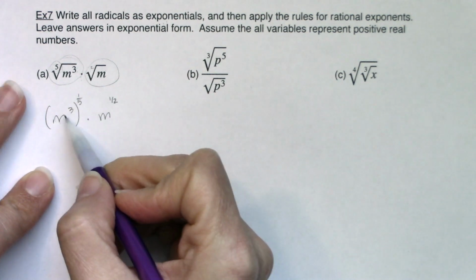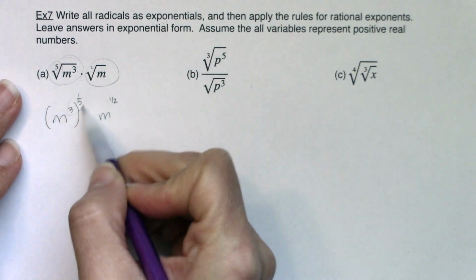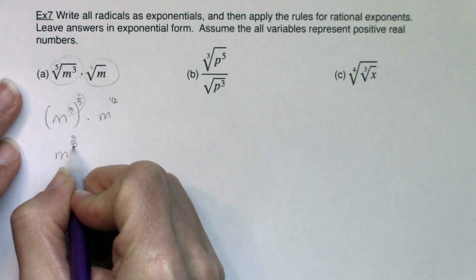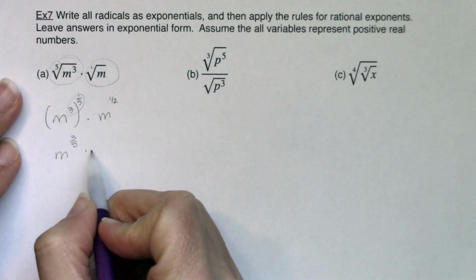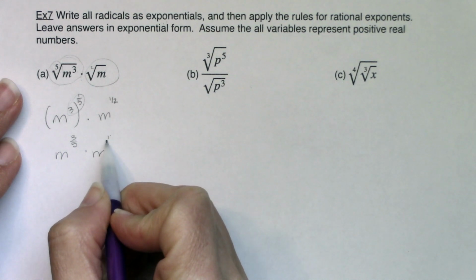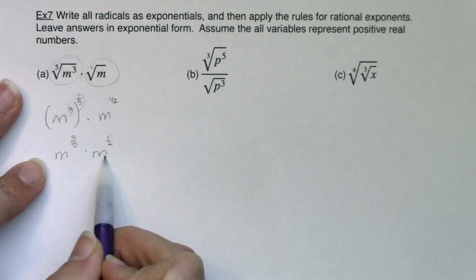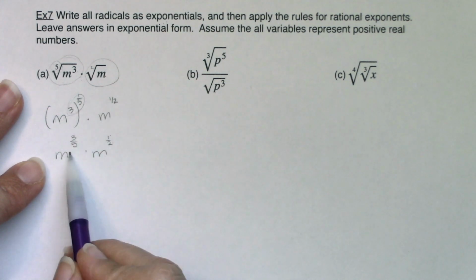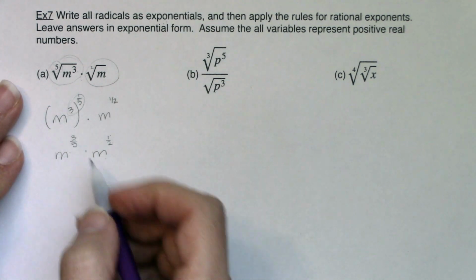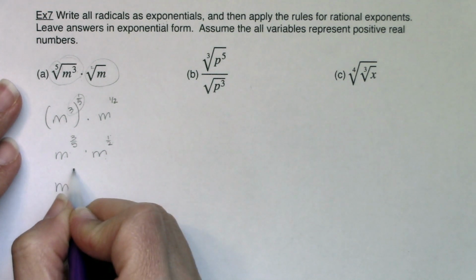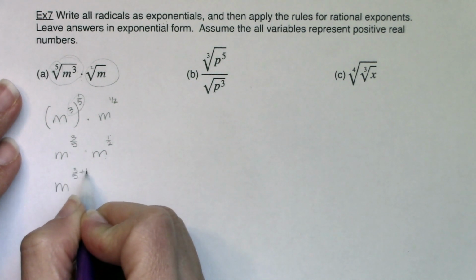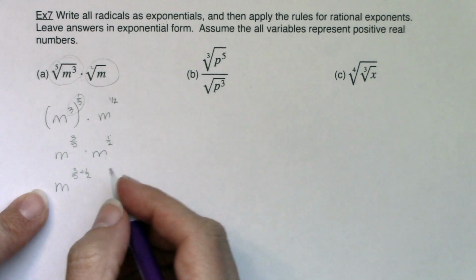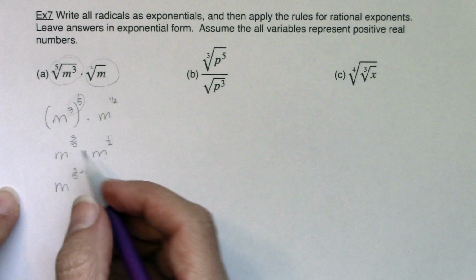All right, now when I have a power raised to a power, I can multiply the exponents. So this is going to be m to the 3/5, because 3 times 1/5 is 3/5, times m to the 1/2. When I have a power times a power, I add exponents. Power to a power, multiply. Power times a power, add. So I'm going to take a look at m to the 3/5 plus 1/2. Those fractions do not have common denominators, so I'm going to switch them into common denominators.